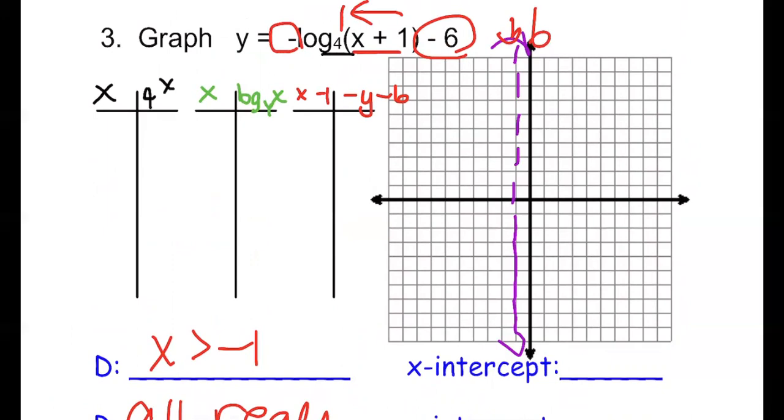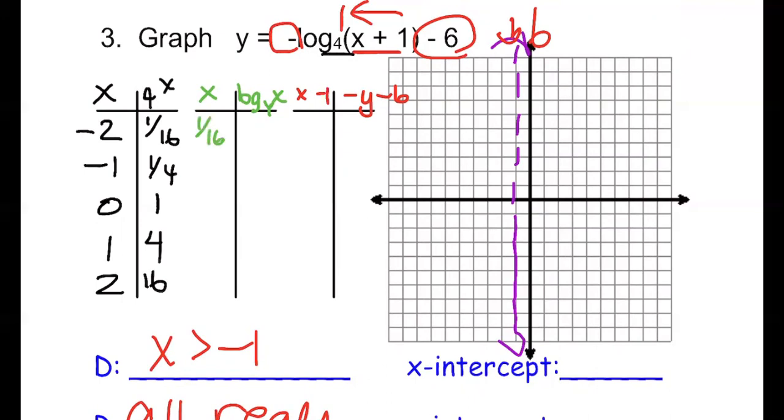Okay, let's go ahead and crunch some numbers here. Let's plug in -2, -1, 0, 1, and 2 to where my starting point is. That's a 16th, a 4th, the 1st, it's equal to 1 to the 0, it's equal to 1, to the 1st, it's equal to 4, and then we get a 16. All right, let's transform this so we have points for a log. This is 1/16, -2. 1/4, -1. 1, 0, 4, 1, and 16, 2.